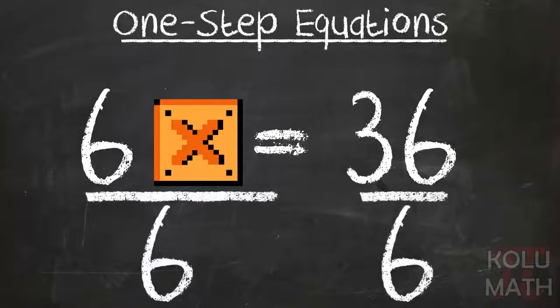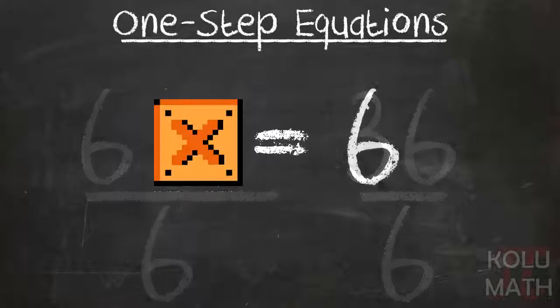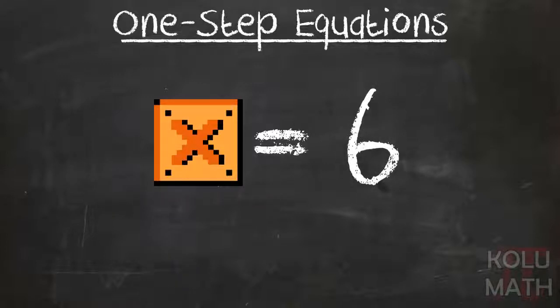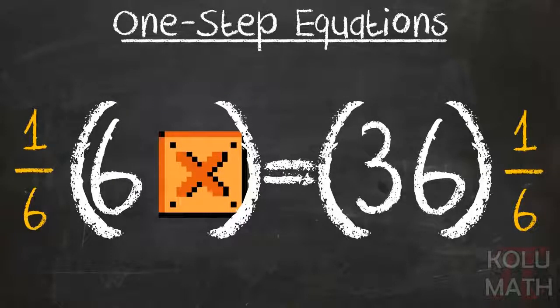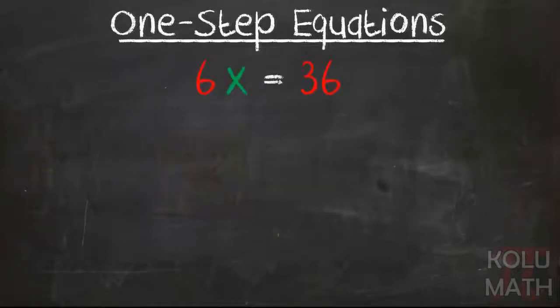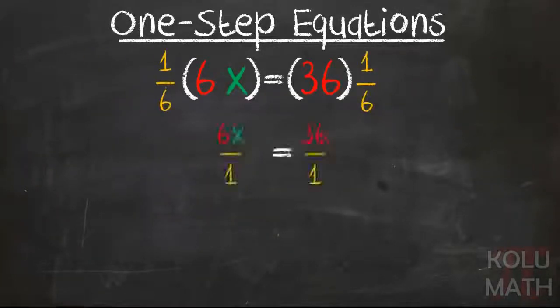6x over 6 equals 36 over 6. And then we reduce those fractions to find x equals 6. Really simple. Let's go ahead and think about it the other way. So instead of dividing by 6, we'll think about it as multiplying it by 1/6. So 6x equals 36, and we follow through the math process just like we did before.